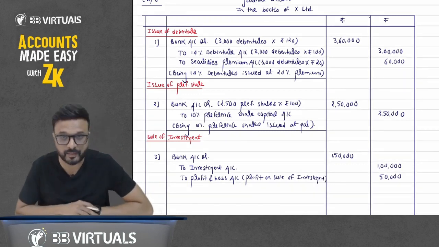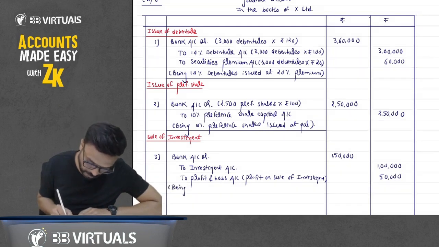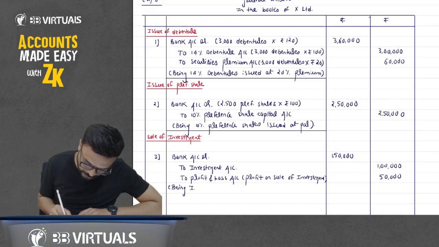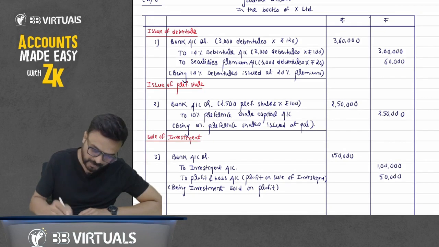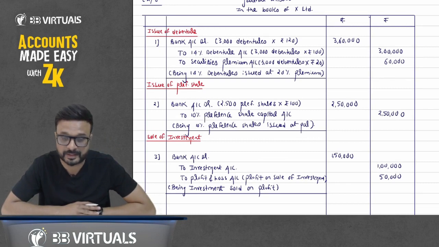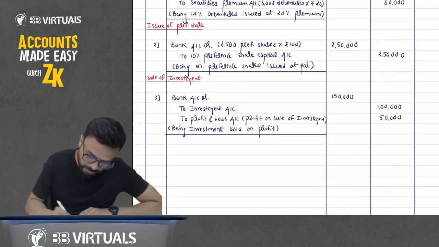How much profit we have? 50,000. So here, being investment sold on profit. We have sold the investment on profit. So we have passed entry for issue of debenture, issue of preference shares and sale of investment. Now we will pass entry for buyback. So here you can write it down, buyback of shares.